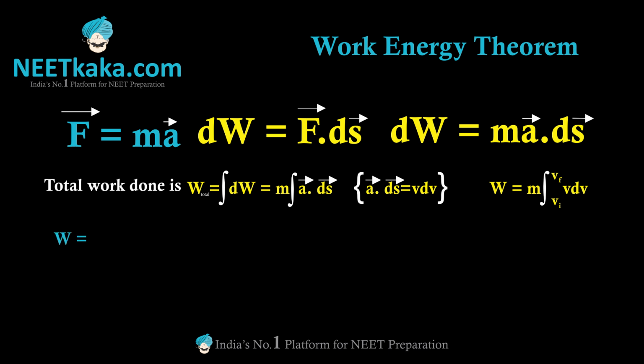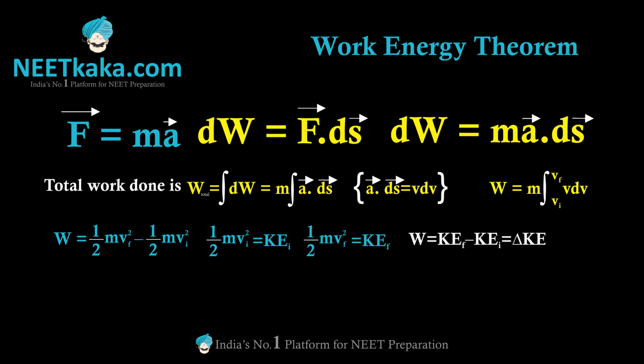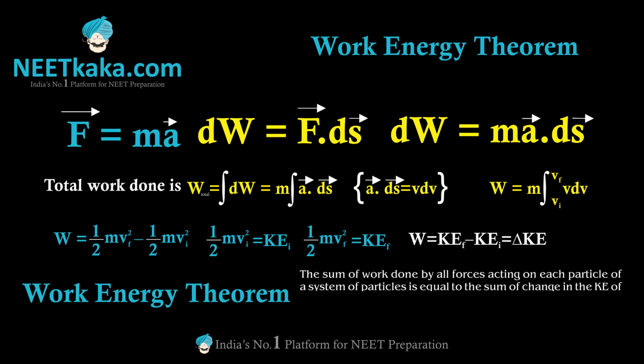Therefore work done is equal to half m v final square minus half m v initial square. That is, work done is equal to kinetic energy final minus kinetic energy initial. Therefore, what we can state is that the sum of work done by all the forces acting on the particle or on a system is equal to the sum of the change in kinetic energy of each particle of the system. This is what we call the work energy theorem, which signifies that work and energy are transferable, or interconvertible.